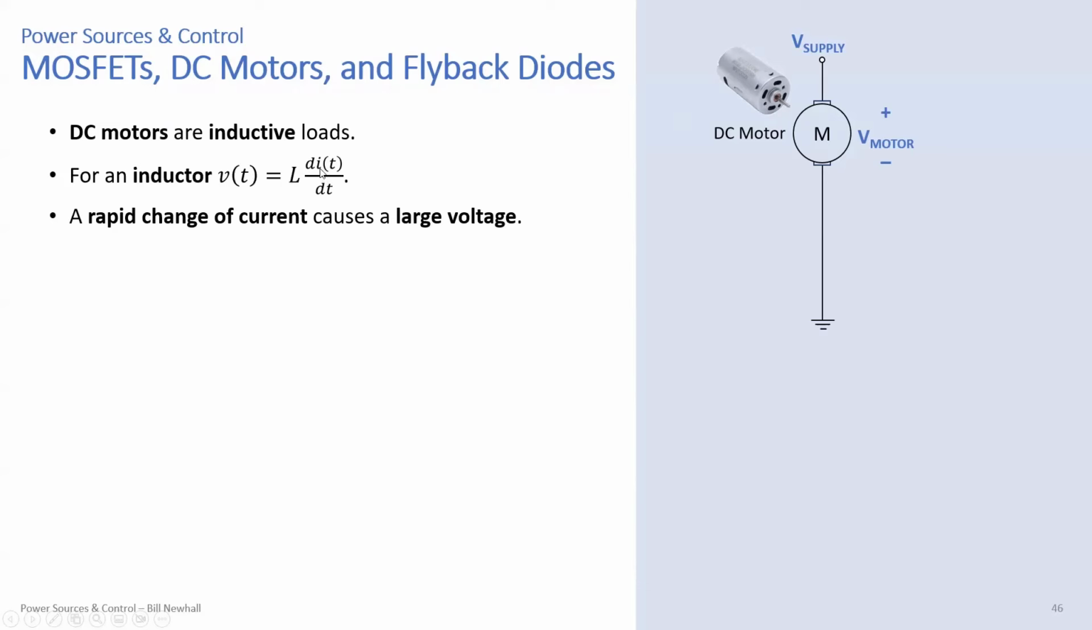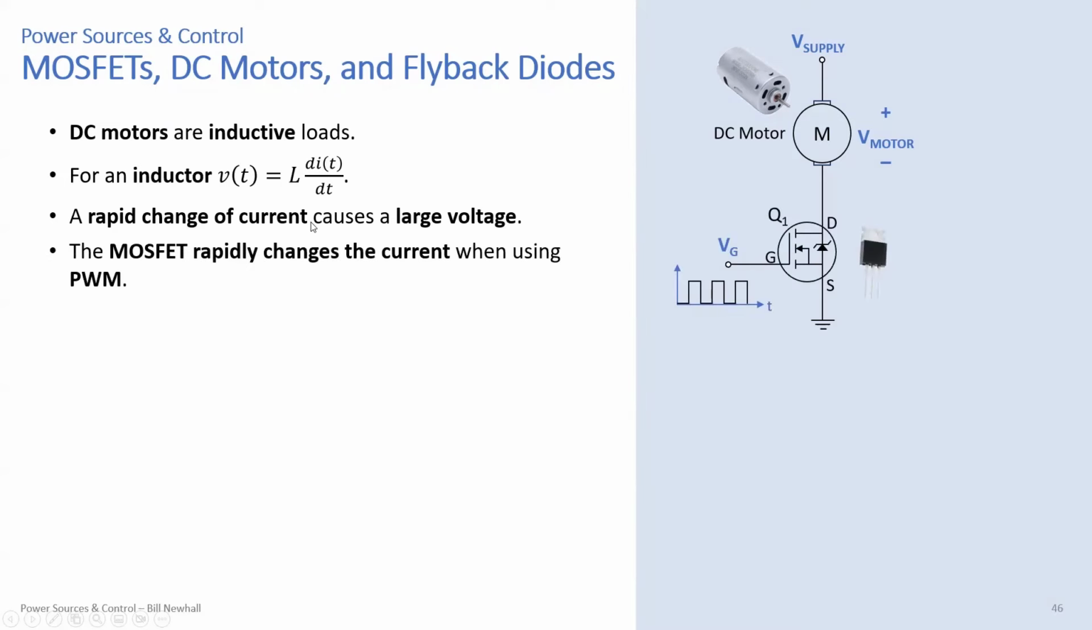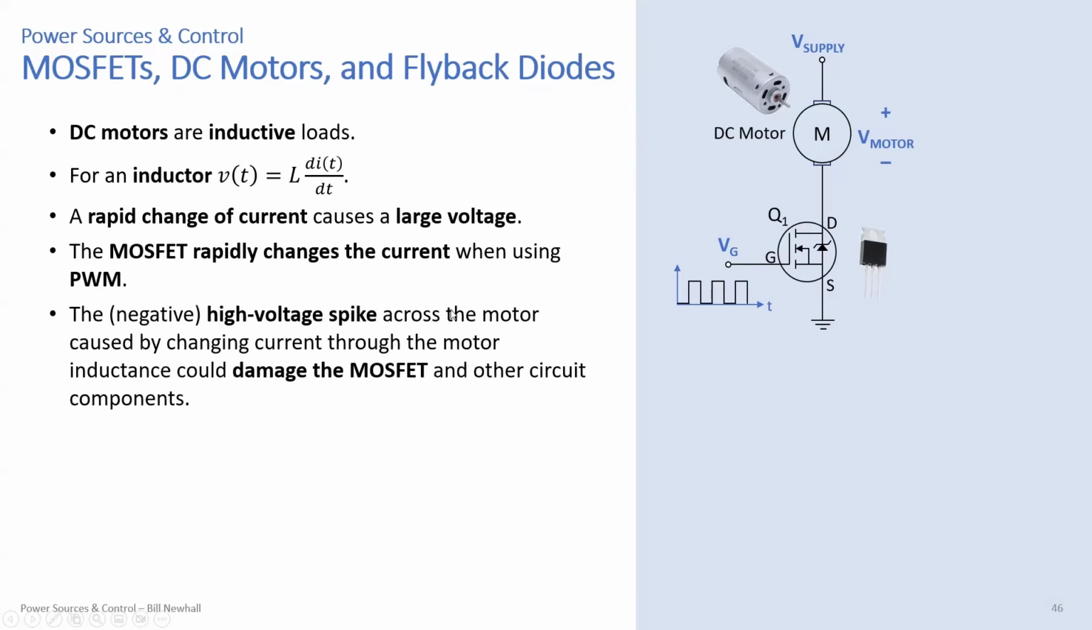Well, that rapid shutoff could be your MOSFET turning off the current. Right? When you're applying a pulse width modulated signal, you're turning the current on and off rapidly. That means you could get very large voltages. The high voltage spike across the motor caused by that change in current could damage the MOSFET, and it could damage other devices connected to the circuit.